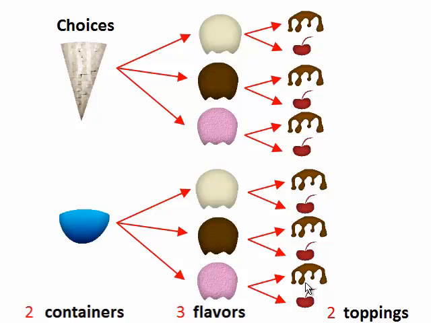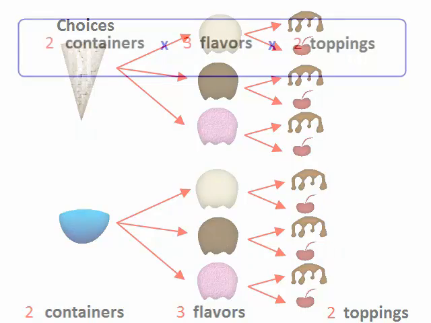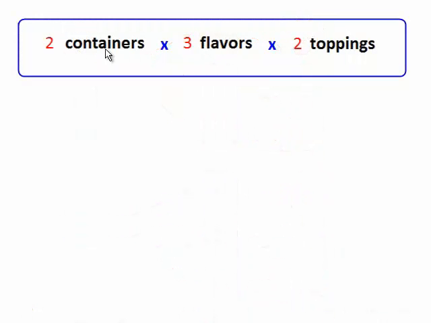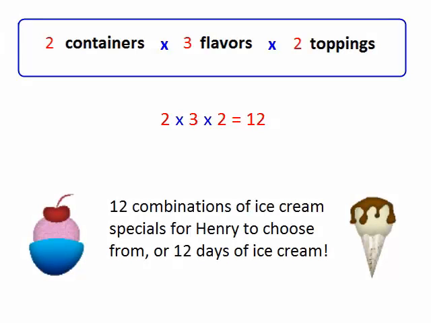So let's take a closer look at how we might be able to count it without having the visual objects. Once again, we have our 2 containers, our 3 flavors, and our 2 toppings. So if we multiply those together, we get 12 for each of the 12 combinations. So there's 12 combinations of ice cream specials for Henry to choose from, or 12 days of ice cream.